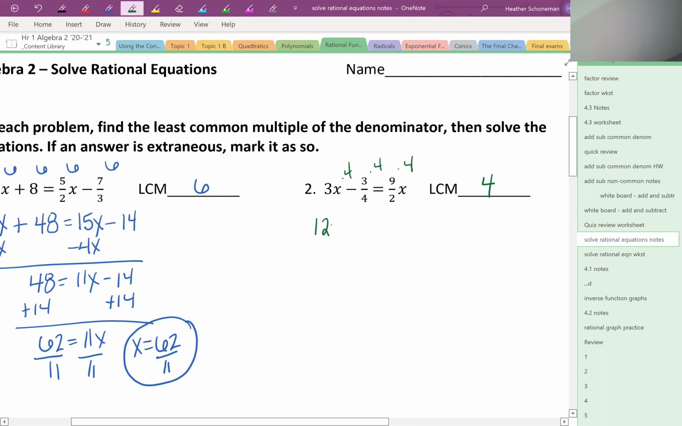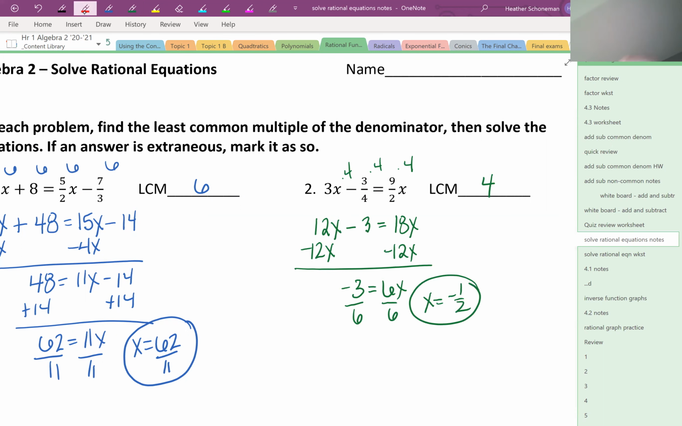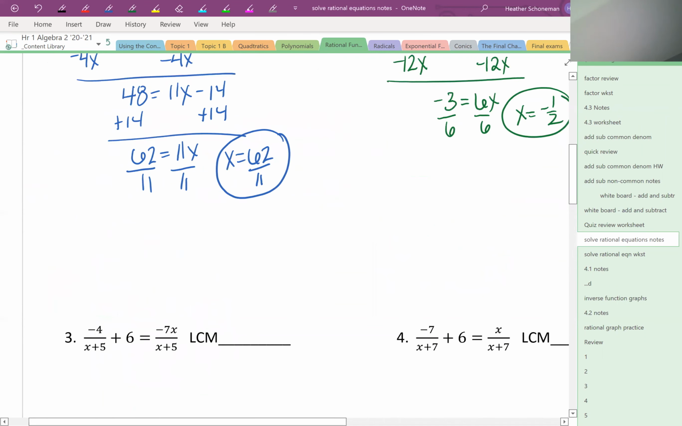3 times 4 is 12x minus, now try our trick again. 4 divided by 4 is 1 times 3 is 3. Over here, 4 divided by 2 is 2 times 9 is 18x. All right, now to solve for x, we're going to subtract 12x from both sides. And that gives us 18 minus 12 is 6x. Divide by 6. And x is negative 1/2. All right, let's try number 3.